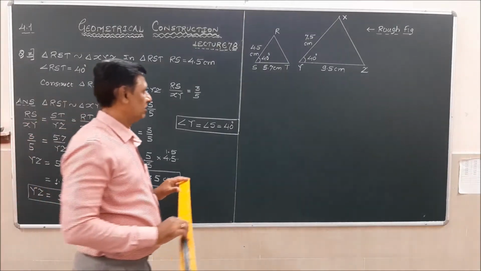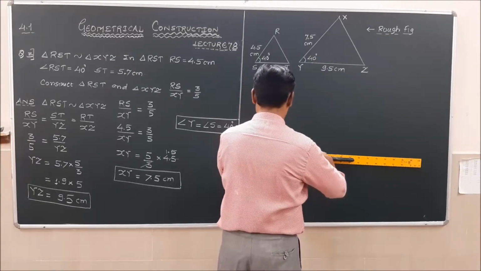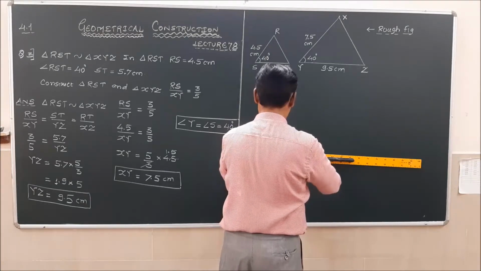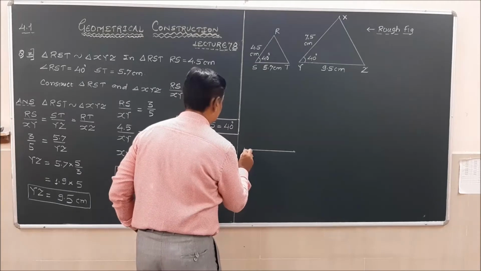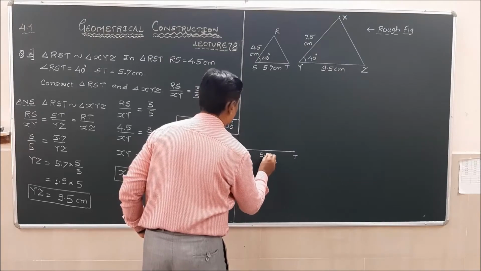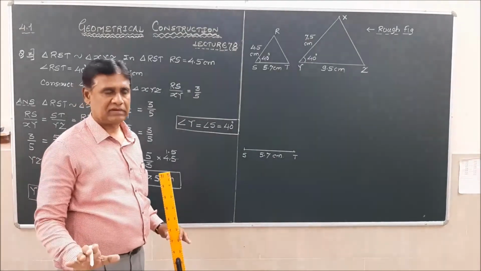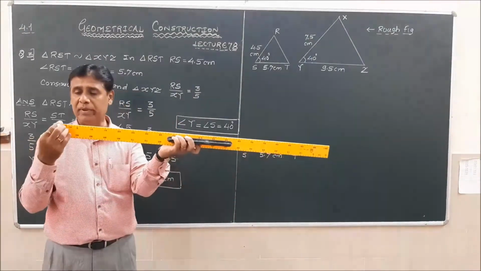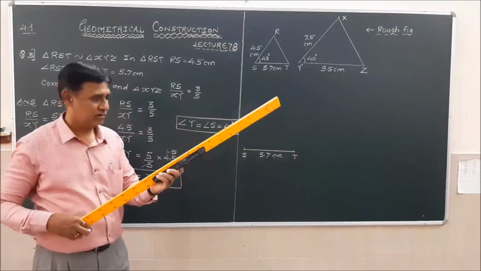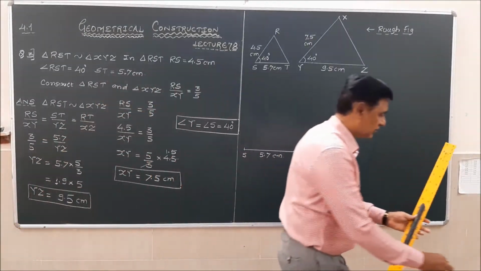ST is 5.7. Correct? The beginning point is zero, till 5.7. That way you have to take 5.7. Now the included angle S is of 40 degree. So angle S is of 40.